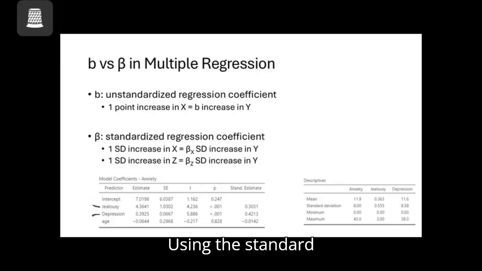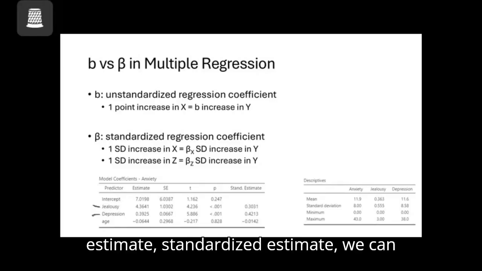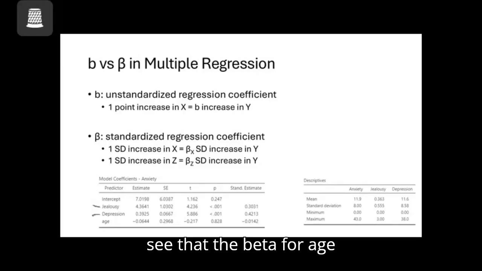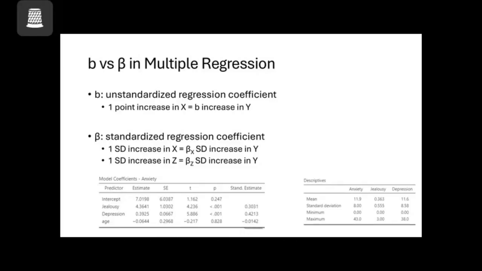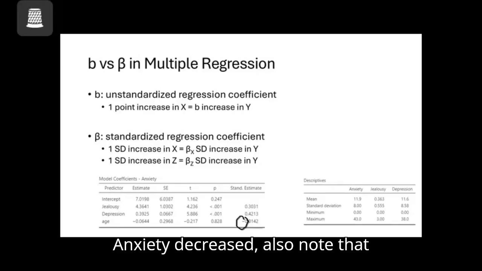Using the standardized estimate, we can see that the beta for age is extremely small. It would be for every one standard deviation increase in age, anxiety decreased because it's negative here. You'll also notice that it's negative here, because it is a negative association.